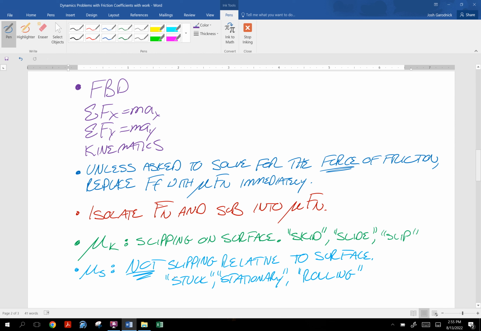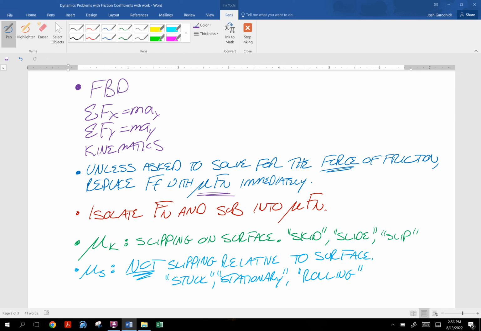In the problems before this, we've been asked to solve for the force of friction, which we left as FF. But if you see coefficient of friction from now on, you should replace friction with mu Fn immediately. It's like instead of writing FG, we write mg. So instead of writing FF, write mu Fn. Now your job is to isolate Fn and to sub into mu Fn. Granted, there are times where there might be an easier way to get to the answer quicker, and I don't want to go into too much detail about that, but if you see it, great. If not, just follow this procedure and you'll be okay.